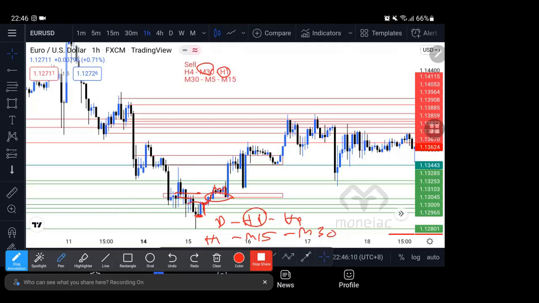So basically, this is how we monitor our trade. Let's say we take entry at M15, we wait for M30 breakout. After M30 breakout, we wait for H4 breakout. Just like what is happening over here, there is an H4 breakout. If we look into the lower time frame over here, we're gonna see the M30 break first.